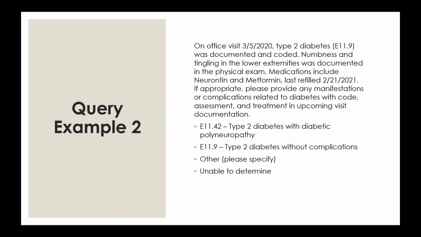And so the doctor had previously just documented the diabetes, but in the physical exam, he was saying the numbness and tingling, and then the medications included Neurontin. And so we give the code choices with that diabetic polyneuropathy, or then if it's still just diabetes without complications.